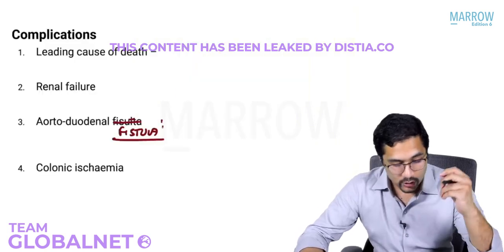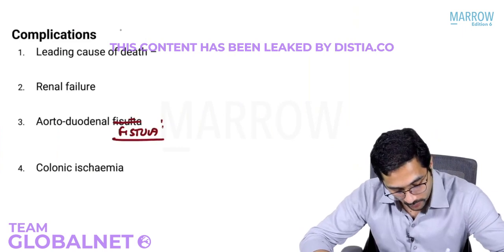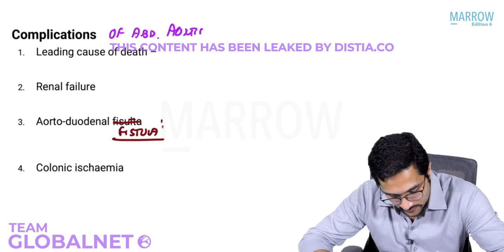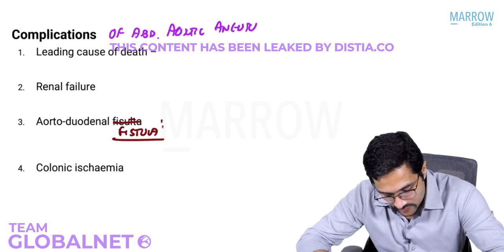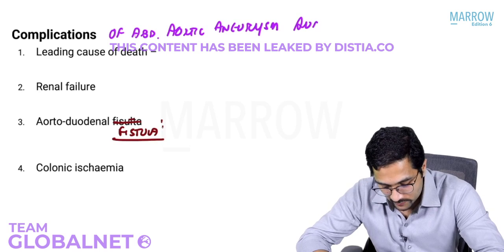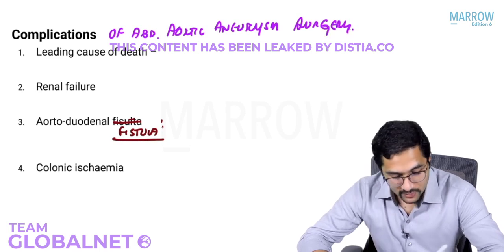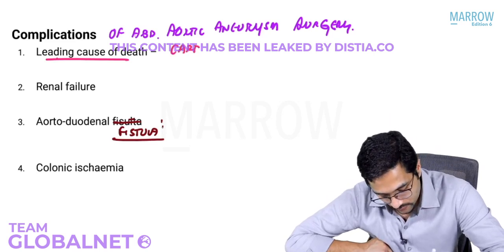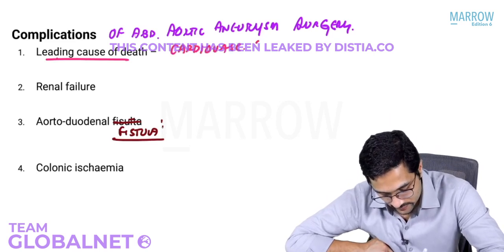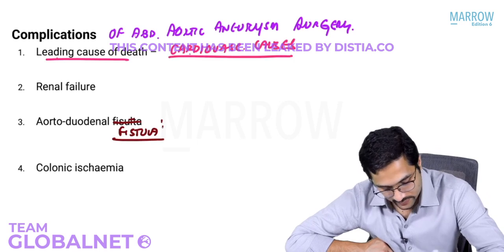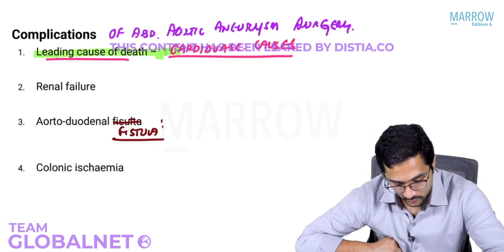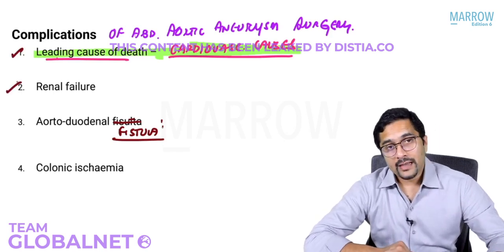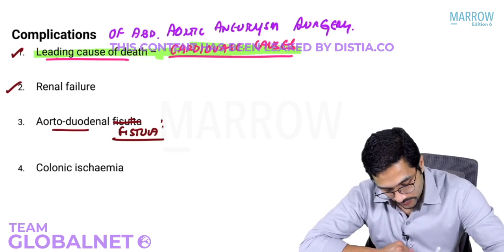Now, you should know about the complications of abdominal aortic aneurysm surgery. These have been asked multiple times in the AIIMS exam. The leading cause of death following abdominal aortic aneurysm surgery is cardiovascular causes. This is the most common cause of death following abdominal aortic aneurysm repair. Renal failure can also occur in patients, and an aortoduodenal fistula can occur.